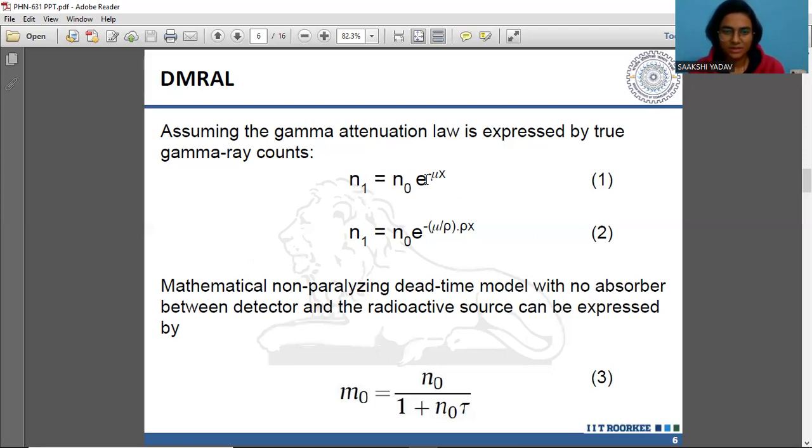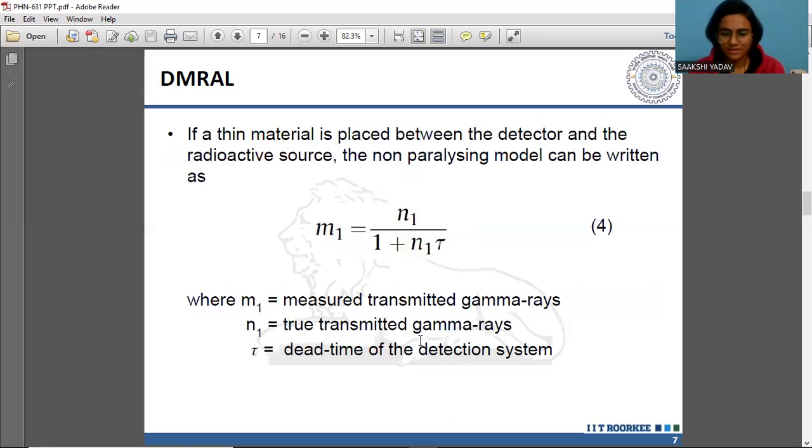This equation 1 can also be written in terms of the mass attenuation coefficient, mu by rho. Here the mathematical non-paralyzing dead time model with no absorber between the detector and the radioactive source can be expressed by this equation number 3: M0 is equal to N0 upon 1 plus N0 tau.